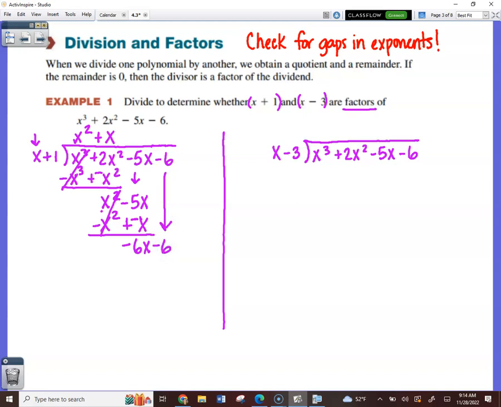Repeat. First terms. X times what is negative 6x? Negative 6. That only multiplies through here. What do you get? Negative 6x minus 6. Draw your line to change the signs. Right? Cancels. Cancels.